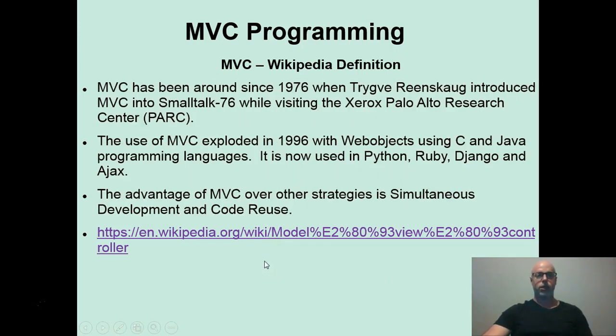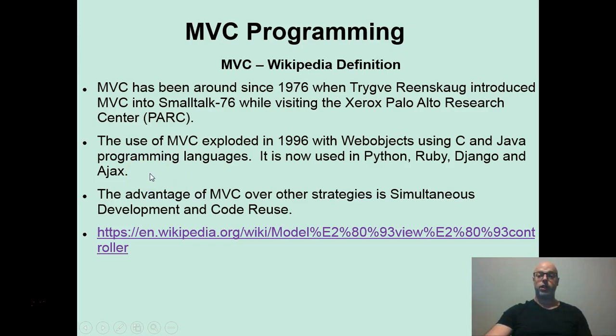So MVC has been around since 1976, so I'm actually slightly older than that. It was introduced by this person here, I don't want to mispronounce his name, at the Xerox Palo Alto Research Center, or PARC. It exploded in use in 1996 with the use of web objects using C and Java programming languages. It's now used in Python, Ruby, Django, and Ajax as well.